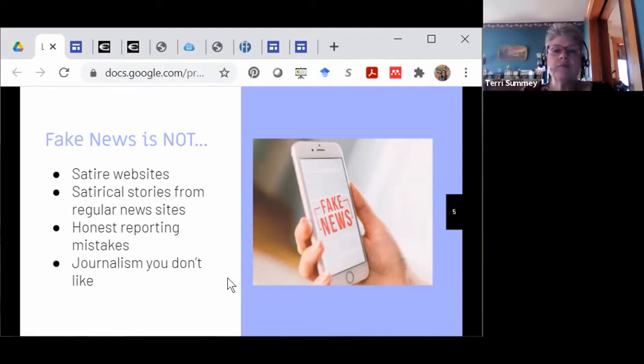And finally, journalism you don't like. Just because you don't like a story or you don't like a fact or you don't like what the author or the journalist is saying, that doesn't make it fake news. And unfortunately, I think in the past 5 or 6 years, that's what's happened. When people don't like what they're hearing, then they call it fake news. Or if they don't like the story that's been written about them, then they call it fake news, even though it's possibly true.